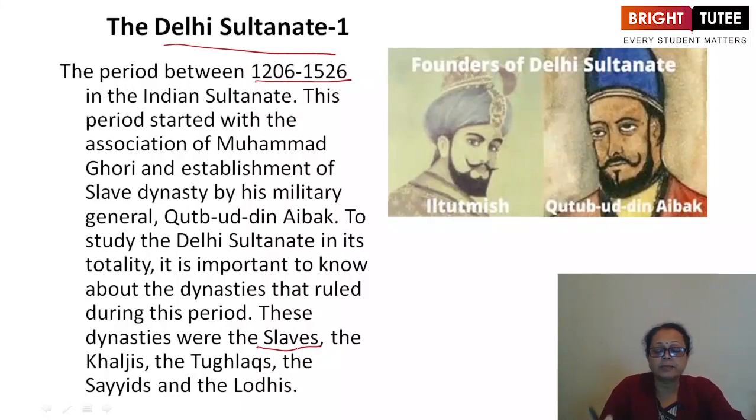But inside this chapter, we have to study the Slaves and the Khaljis in detail. After the decline of the Khalji dynasty, it was conquered by the Tughlaqs. The chapter ends with that only. So who is the founder of the Delhi Sultanate? Iltutmish and Qutubuddin Aibak. These two personalities are considered the founders of the Delhi Sultanate.